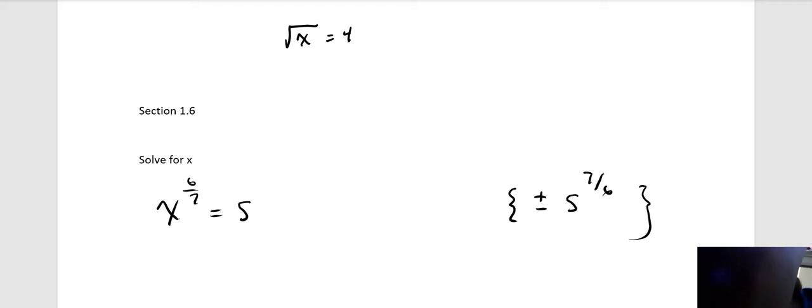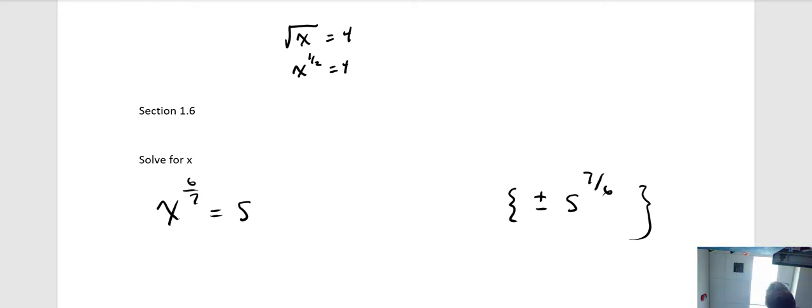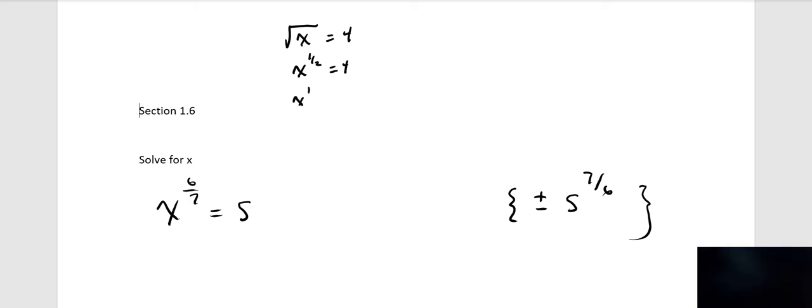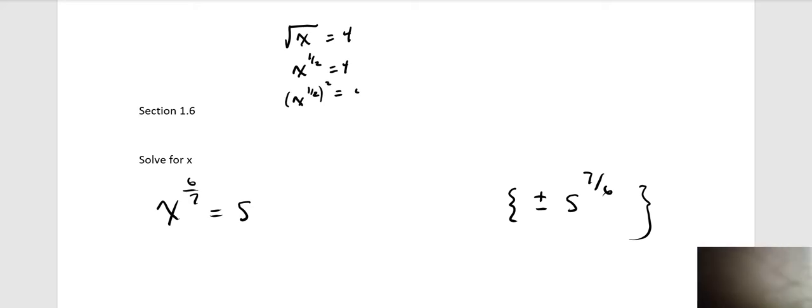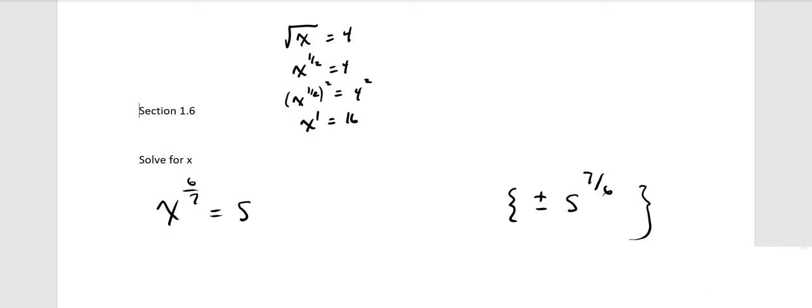But one thing I would like to point out is that if we write this in power format, square root of x is x to the 1/2. And when you're looking at powers, when we're squaring both sides, we're taking x to the 1/2 and raising it to the second power. From a power standpoint, this is now x to the first equals 16.